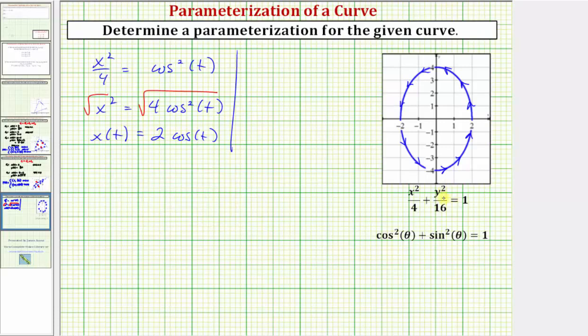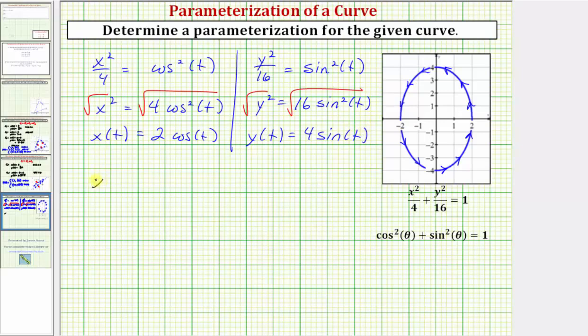And now we can let y squared divided by 16 be equal to sine squared t. So multiplying both sides by 16, we'd have y squared equals 16 sine squared t. And now again, taking the principal square root of both sides of the equation, we'd have y of t equals 4 sine t. So again, we have x of t equals 2 cosine t, and y of t equals 4 sine t.